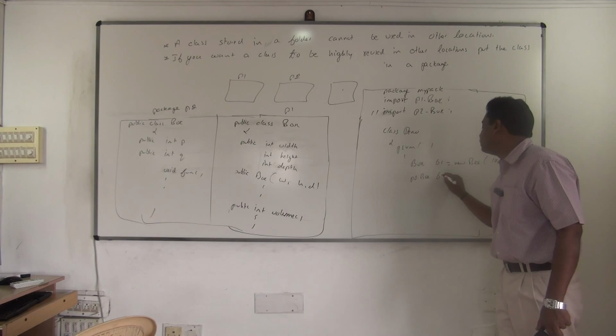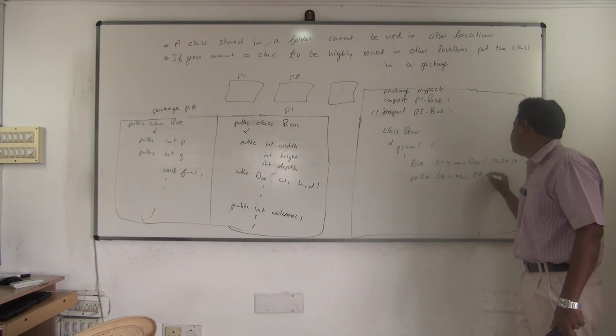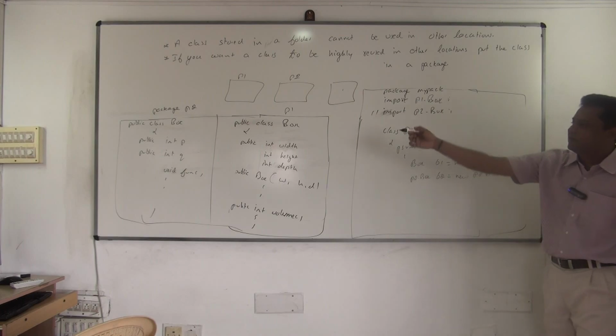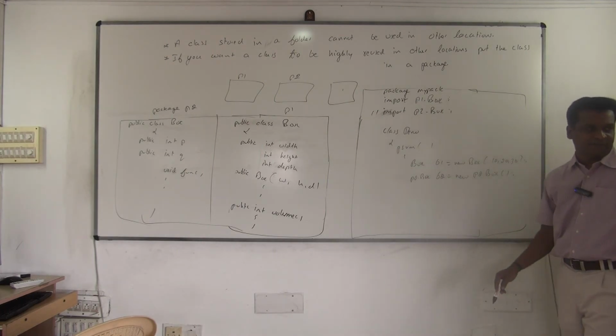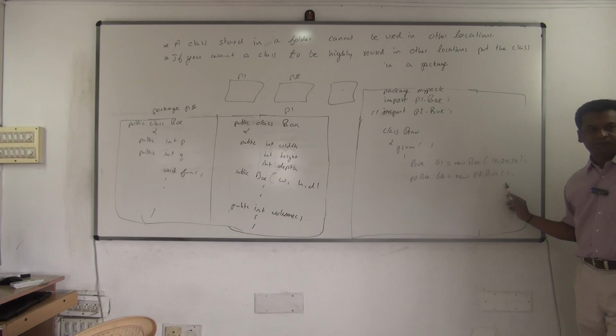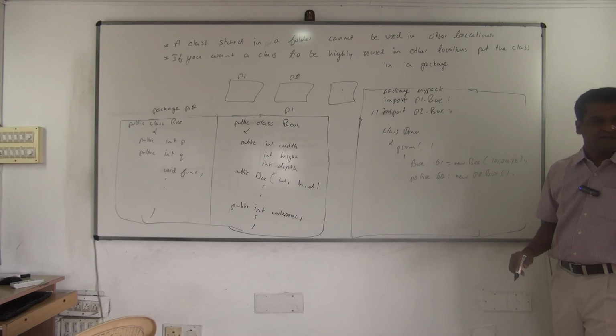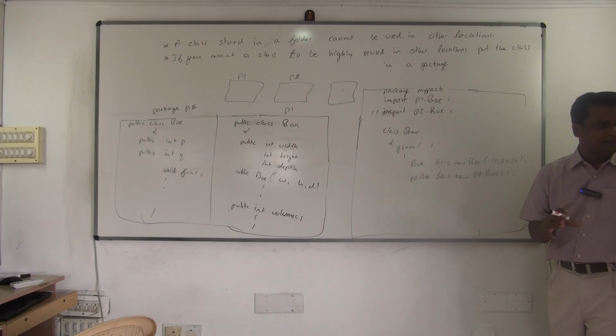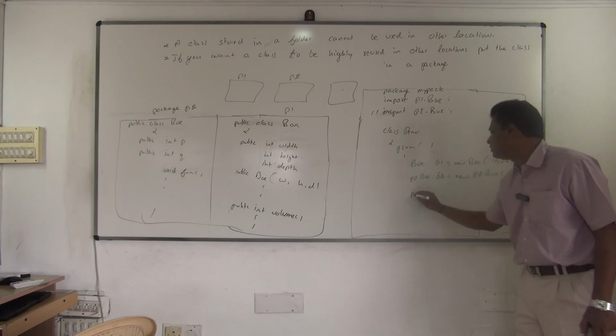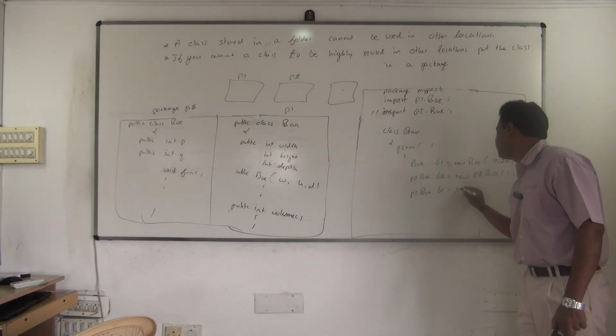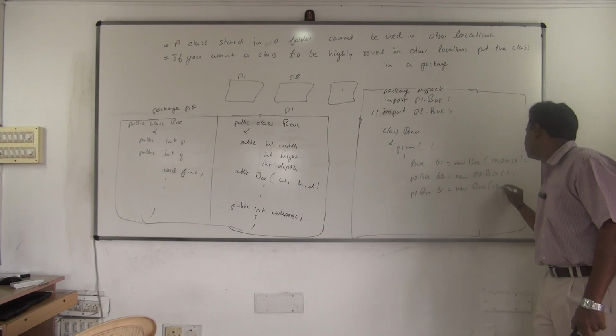p2.box b2 is equal to new p2.box, like this. Anyway, the box in the P2 package is not having any constructor. Understood now? Are you following? Or for both classes you can use the fully qualified class name. It's up to you. When there is a clash between two classes with the same name, you have to use the fully qualified class name. One you can use with the simple name, but for the other one it is mandatory to use the fully qualified class name. Or for both you use the fully qualified class name. Now it's very simple.